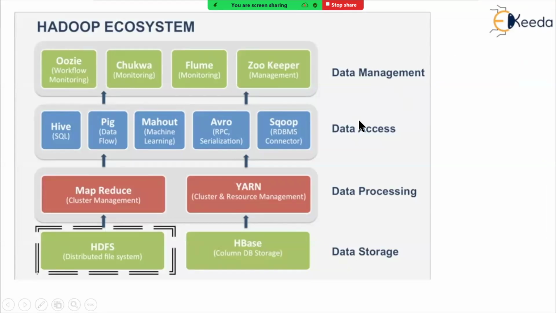This is actually a data access layer where they will access the data and work on it. And there is one more layer called the data management layer, where we have Oozie, Chukwa. Okay, Flume is here. Okay, fine. I'll tell you.